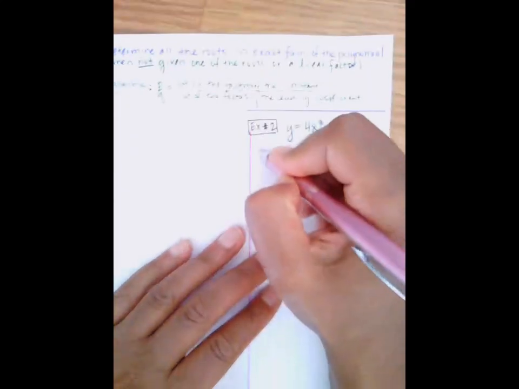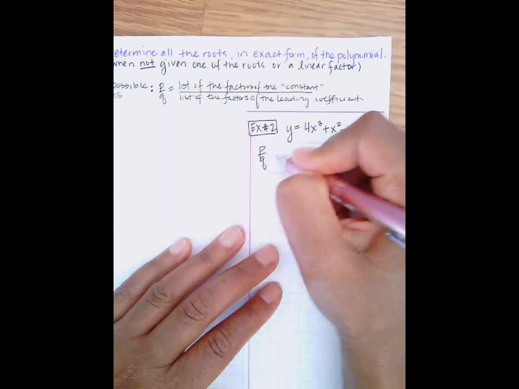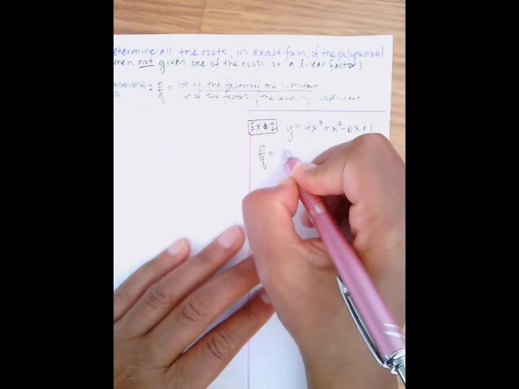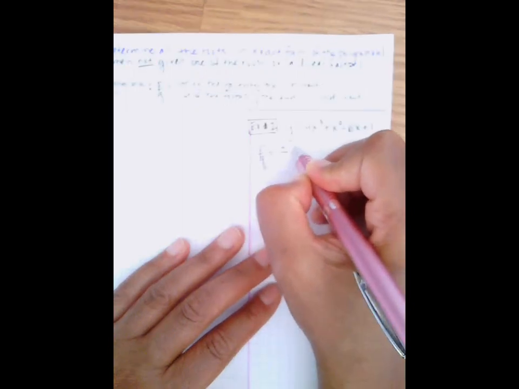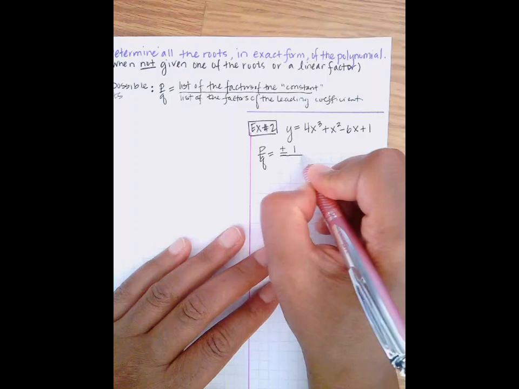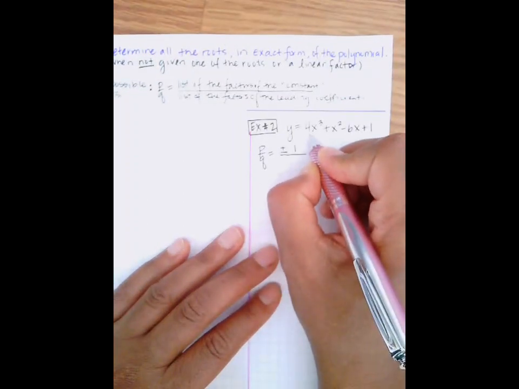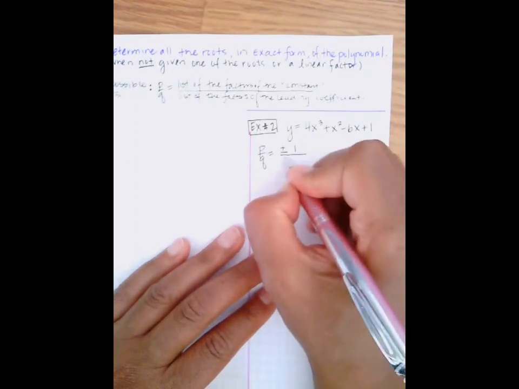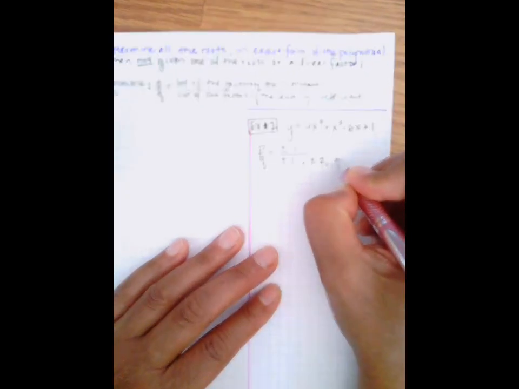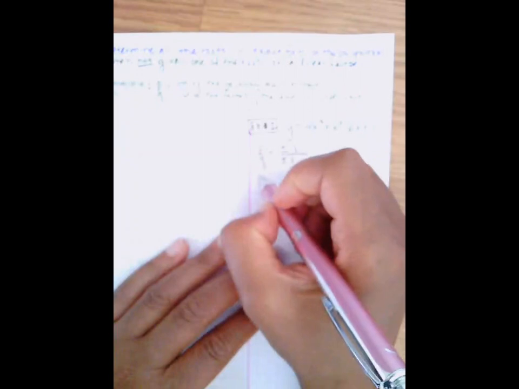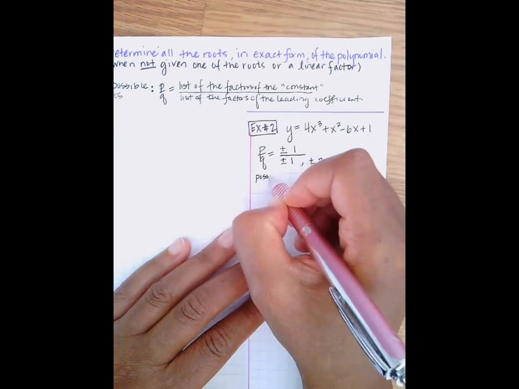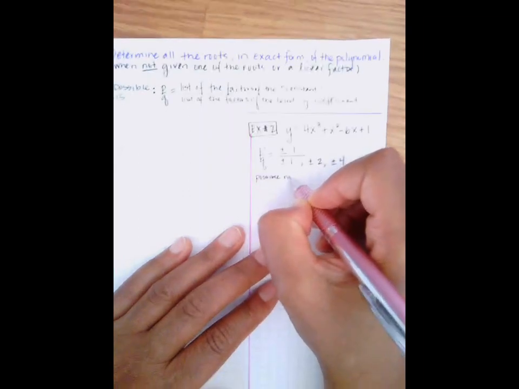So let's go ahead and generate what is called our P over Q list, where we're going to list the factors of the constant term, and it's 1, so that would only be plus or minus 1. But then we've also got the factors of the leading coefficient, in this case plus or minus 1, also plus or minus 2, and also plus or minus 4. So what is this list that we need to test, right? What are the possible roots? Some of these are actually fractions.